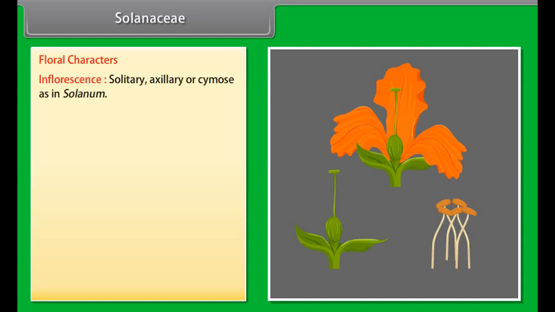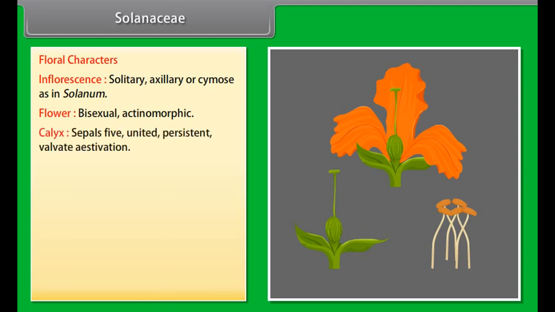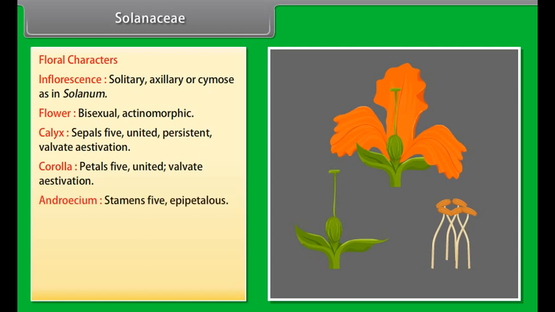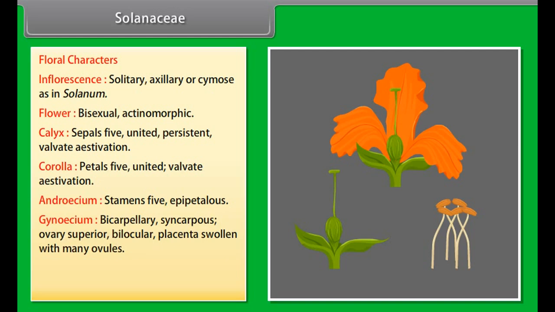Inflorescence, solitary, axillary or cymose as in Solanum. Flower, bisexual, actinomorphic. Calyx, sepals 5, united, persistent, valvate aestivation. Corolla, petals 5, united, valvate aestivation. Androecium, stamens 5, epipetalous. Gynoecium, bicarpellary, syncarpous, ovary superior, bilocular, placenta swollen with many ovules.